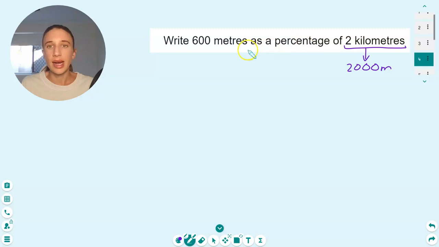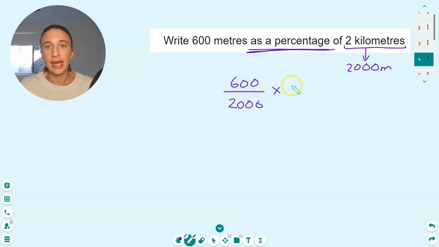So writing a number as a percentage of another, you're going to do the number of parts over the whole to get it as a fraction. And then as a percentage, you're timesing it by 100. And if I've got my calculator in the exam, I can just throw it straight in. So 600 divided by 2,000 times 100, 30. And don't forget, you need it as a percentage.